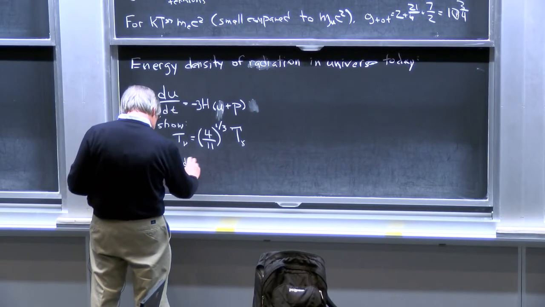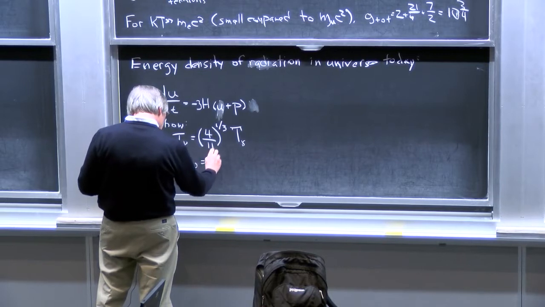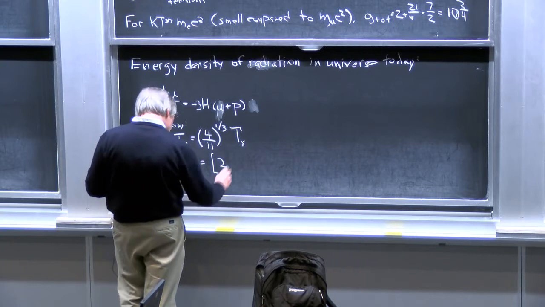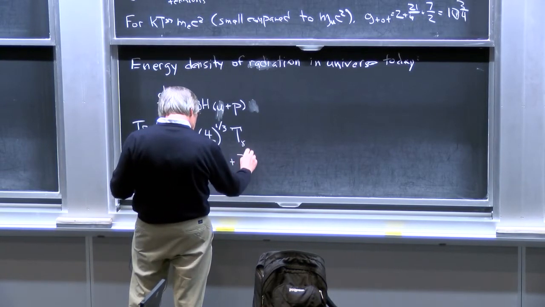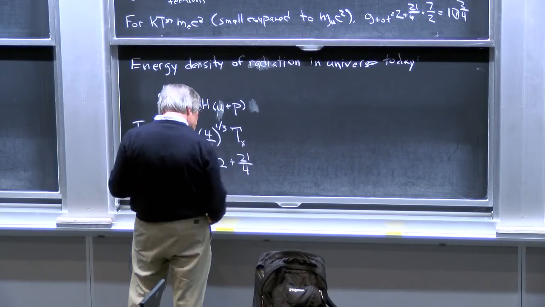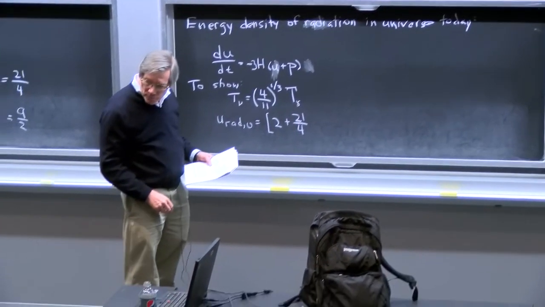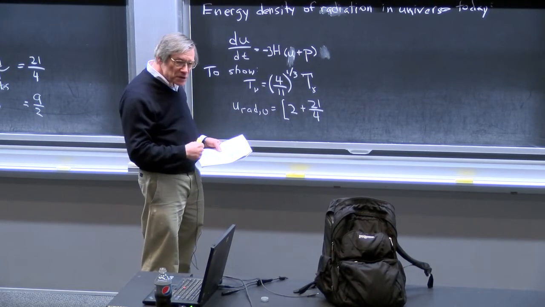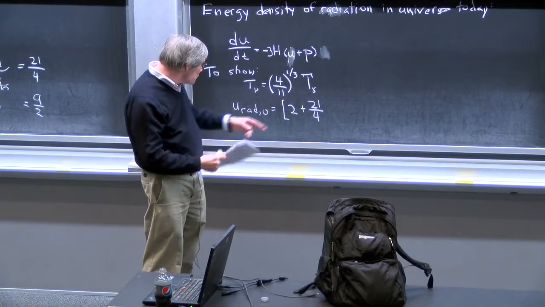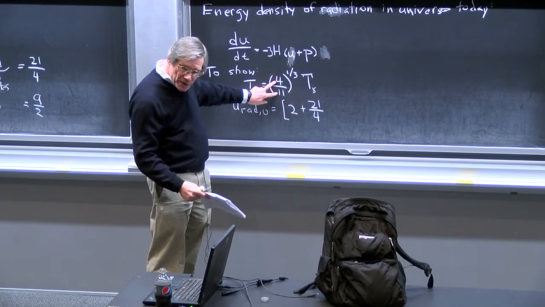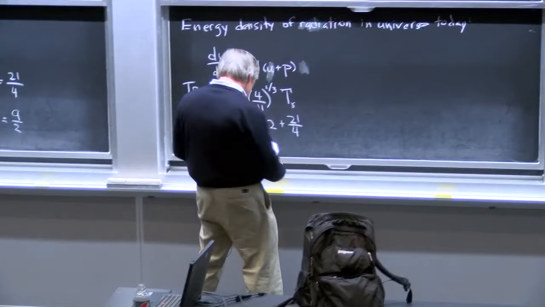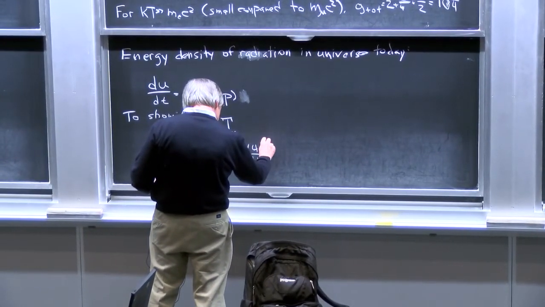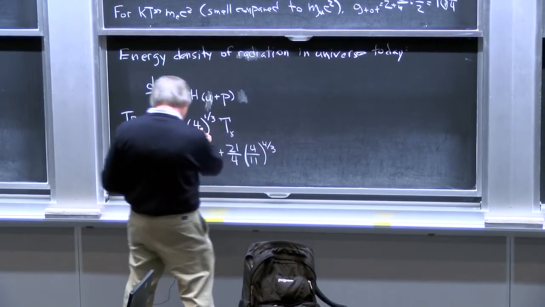So U_rad,0 for today is equal to g for photons plus 21/4, which is g for the neutrinos. But then we have to correct for the fact that the neutrinos are at the lower temperature. And remember, energy densities go like the 4th power of the temperature. So there's a correction here, which is the 4th power of this (4/11)^(1/3), so this multiplies (4/11)^(4/3), the 4th power of the temperature.